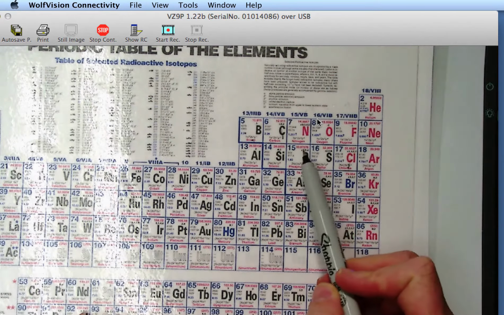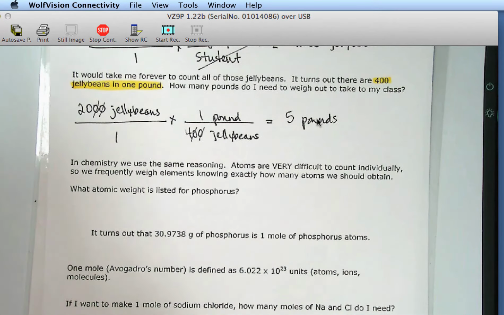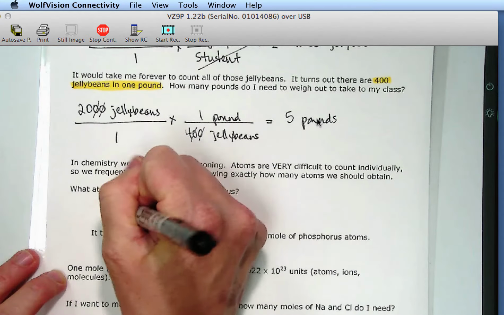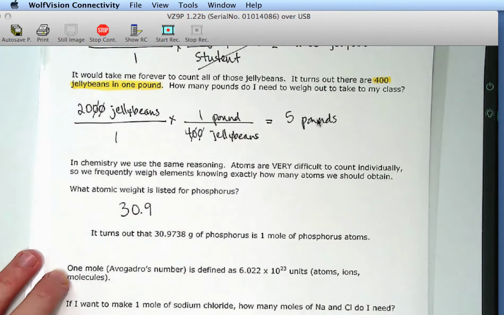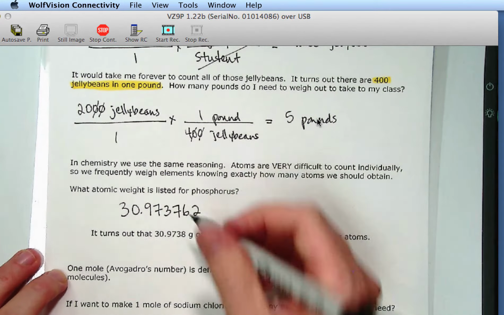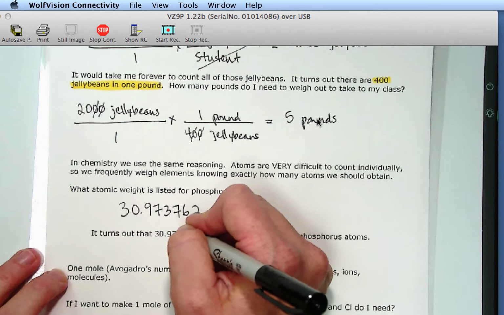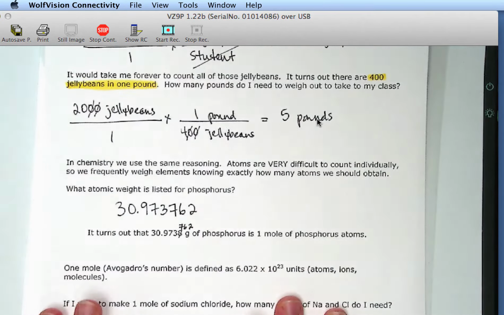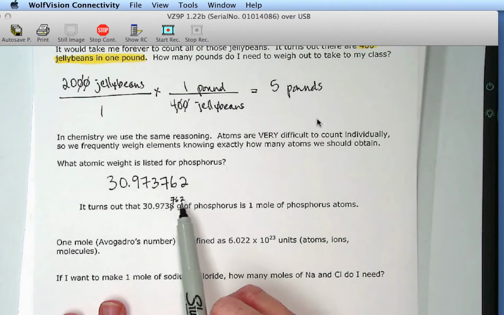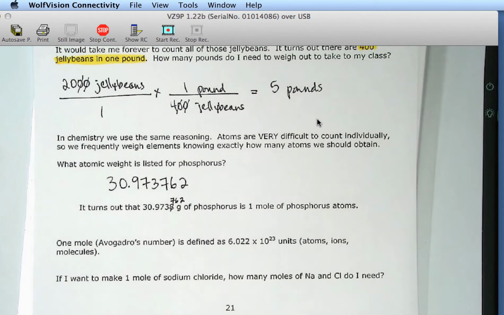It's 30.97376. Is that what yours is too? Where I got this periodic table. Okay. 30.973762. All right. It turns out that 30.973762 grams of phosphorus is 1 mole of phosphorus atoms.